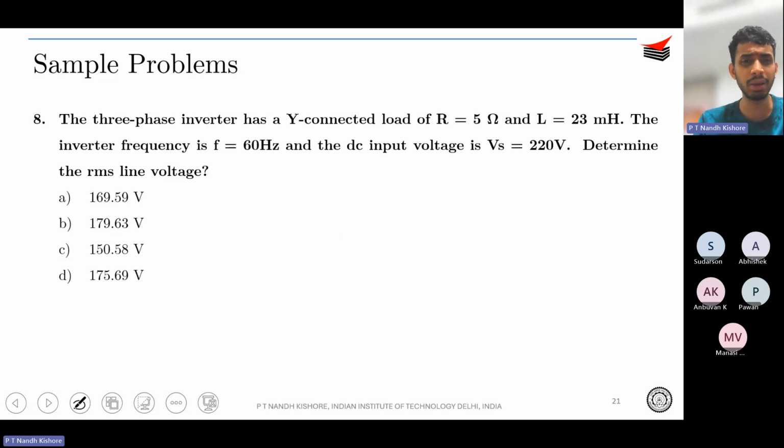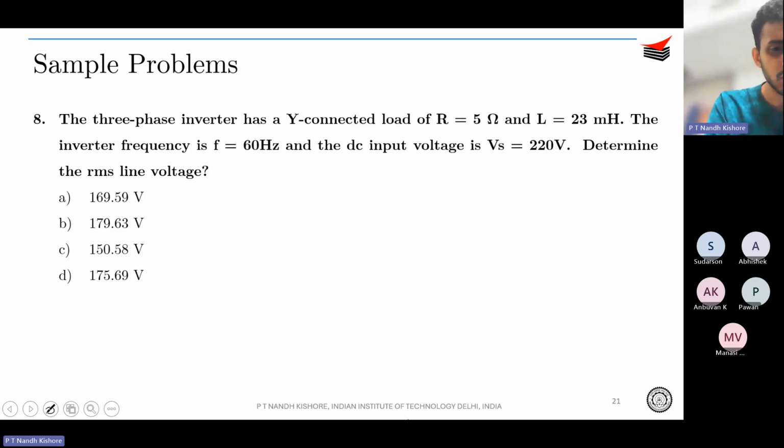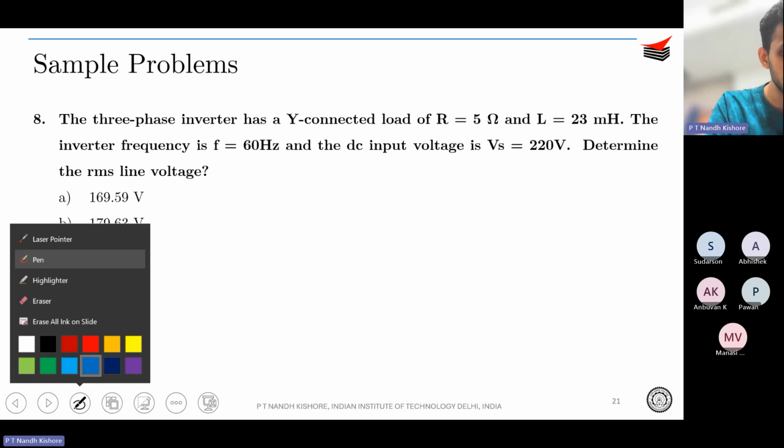Okay. So what is your RMS line voltage? It is basically the same, right? The same as what I did earlier. So you have your waveforms, correct? So it is simply the same.